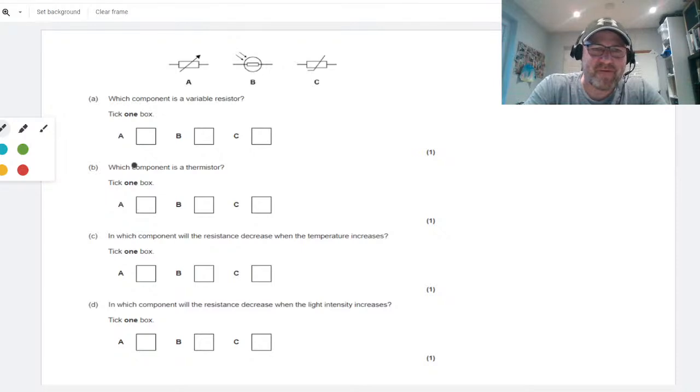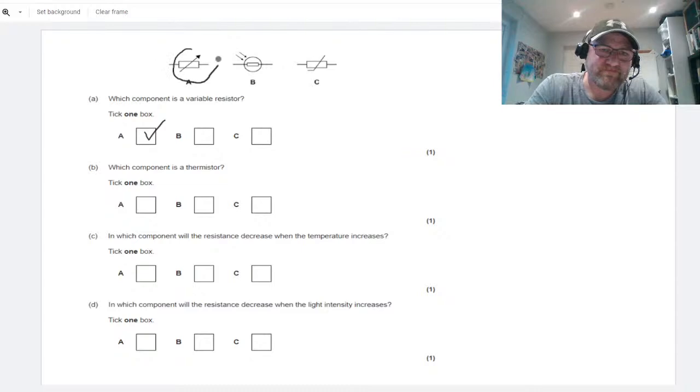So Frank, are you going for A for the first one? The variable resistor is A. You are spot on, Frank. Yep, that's the variable resistor.